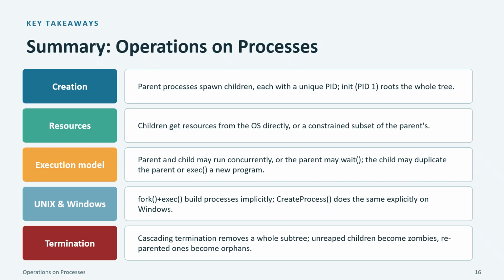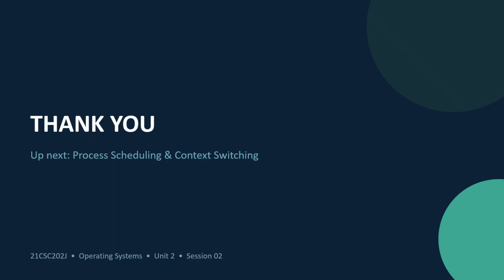So with this, we have completed our discussion on operations on processes. In this lecture, we learned about process creation, parent and child processes, process identifiers, process resources, execution and address space models, fork and exec functions, the Windows CreateProcess function, process termination, zombie processes, and orphan processes. I hope you now have a clear understanding of how the operating system creates and manages processes. In the next section, we'll move to another important topic, process scheduling and context switching.